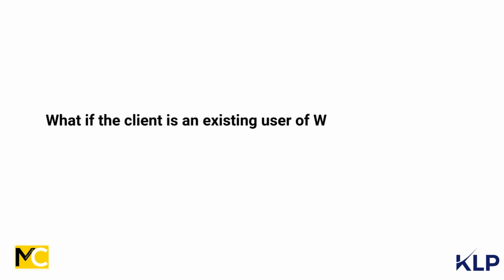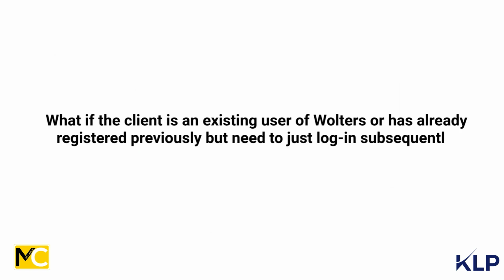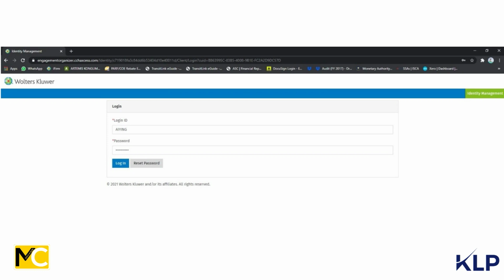What if the client is an existing user of Wolters, or has already registered previously, but needs to just log in subsequently? In this scenario, the client need not go through the entire process, as shown previously. All they need to do is to click the link from the second email sent by the auditor in charge. The system will request for login ID and password as shown for authentication. Complete the information and click the Login button.